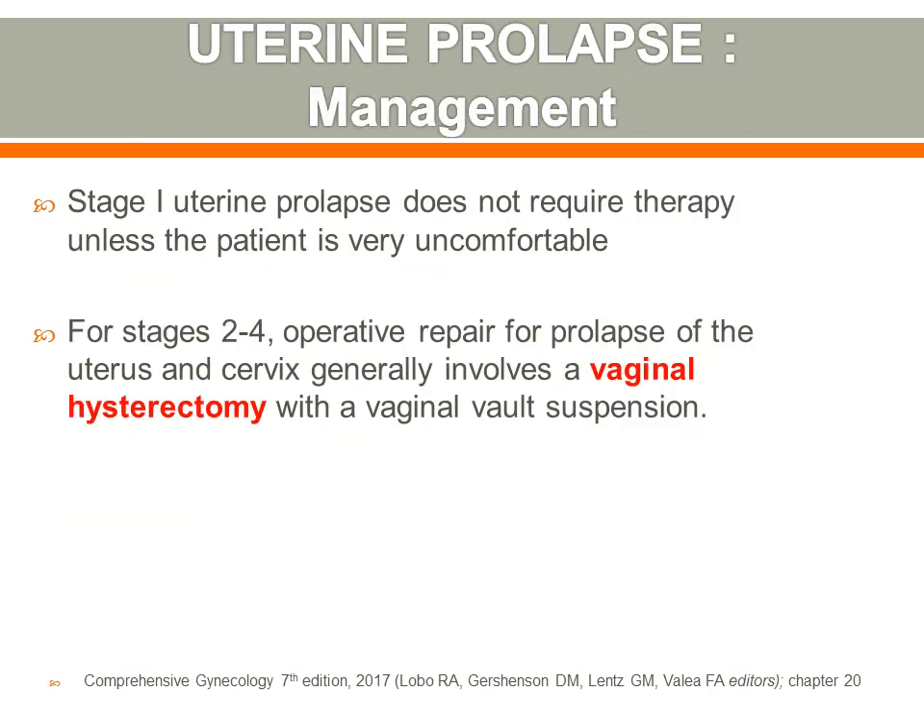For the management of uterine prolapse, stage 1 uterine prolapse does not actually require therapy, especially if the patient is asymptomatic, unless of course the patient is very uncomfortable. For stages 2 to 4, operative repair of the prolapse of the uterus and the cervix generally involves a vaginal hysterectomy with a vaginal vault suspension.